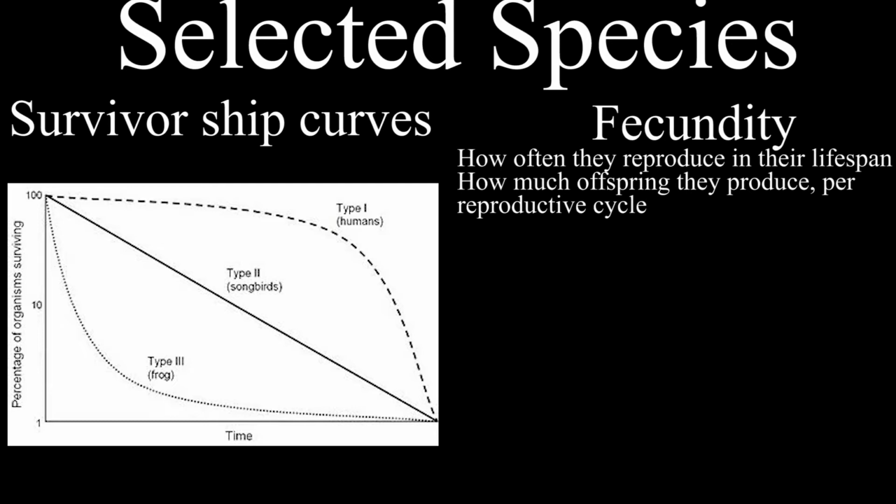Type 2 species show a constant threat of death throughout their entire life, which results in a rather linear type curve. These patterns can often be viewed within birds or some types of lizards.